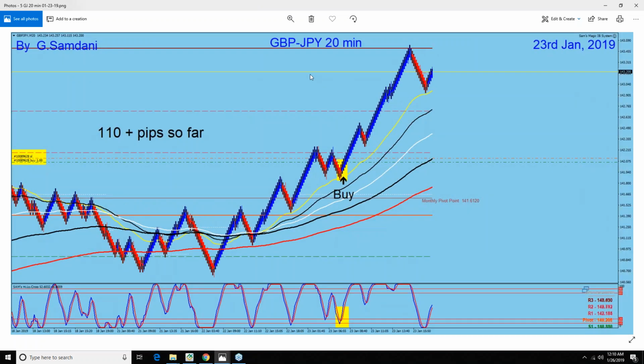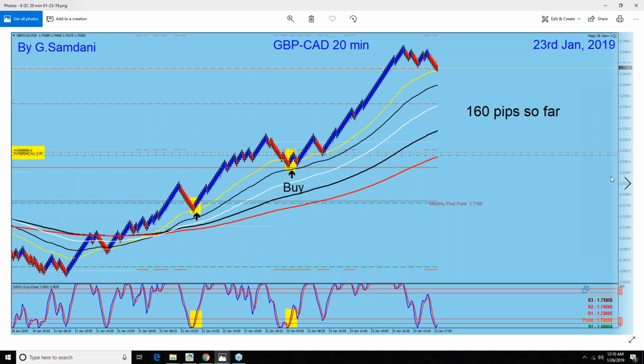Now the next day, pound yen, beautiful entry. This was a very perfect entry. This was a good entry, but I was busy on other pairs. So the next day, the 23rd, I took this one. And the reason is that the pound was getting strong, and I'll show you the pound chart as well. And then on the 23rd also, pound CAD, this was a trade and this was a trade, and it's for 160 pip. Pound CAD is a monster. Pound CAD, pound Newsy move big. Pound Aussie, big movers.